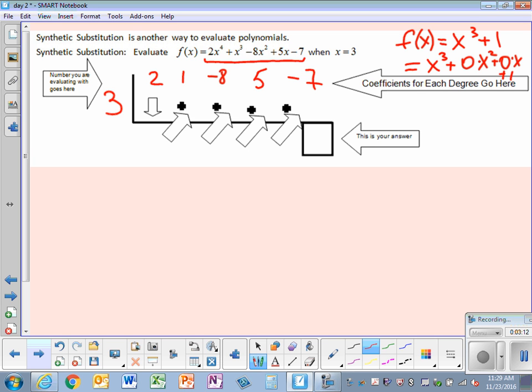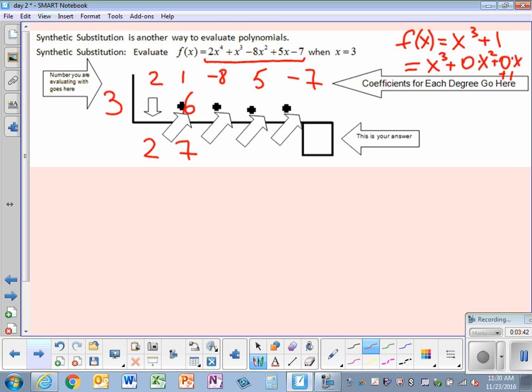Okay? Now, here is the trick. I go like zigzag. So I copy the first coefficient down, 2. And then I go on diagonal. But before I do that, I need to multiply 2 times 3. So 2 times 3 is 6. I put it right here. Plus 6. Now I have two numbers in the same column. I add them together. So 1 plus 6 is 7.